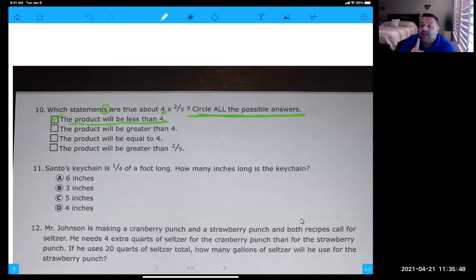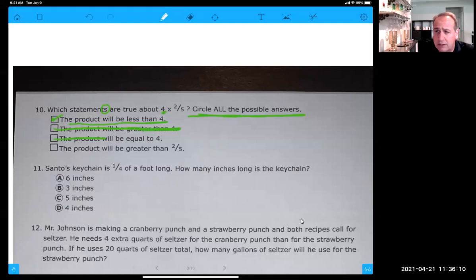For a problem like this, you got to look at each choice and see if they make sense. The next one says the product will be greater than 4. Well, if we just said it's going to be less than 4, all of a sudden it can't get greater then. That doesn't make sense, right? The next one says the product will be equal to 4. But Elijah just told us it's going to be less. So is it all of a sudden going to be equal now? It's impossible. If you multiply 4 by a fraction, you're not going to have 4 or more.